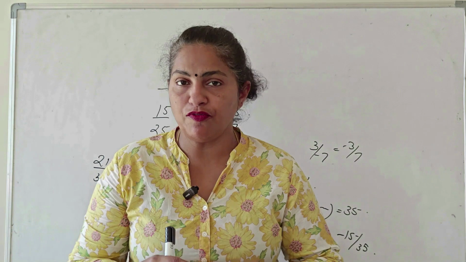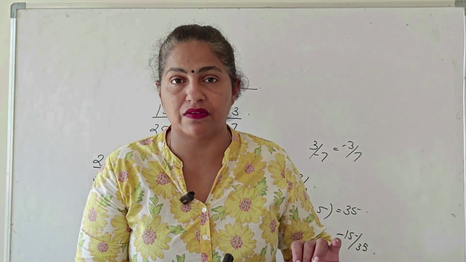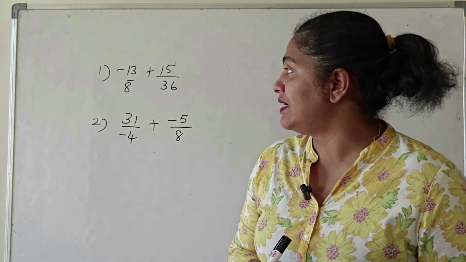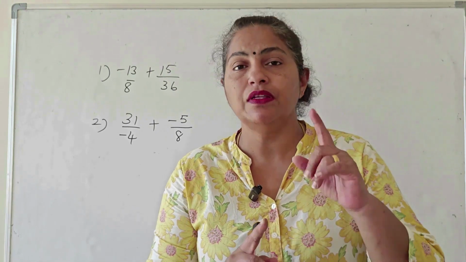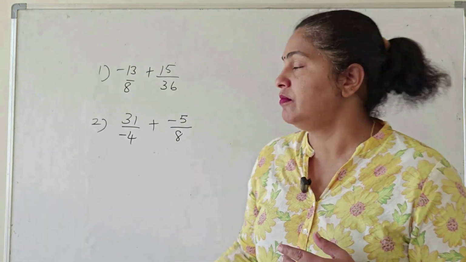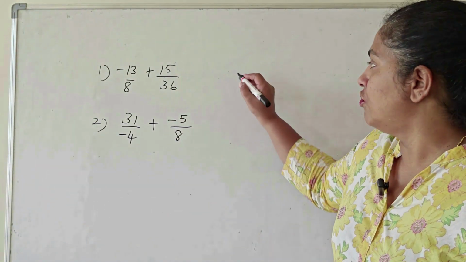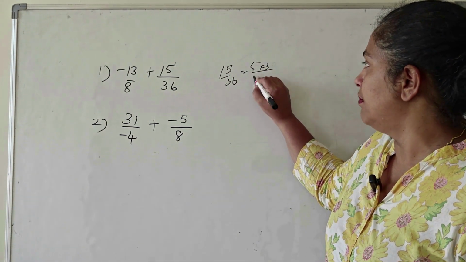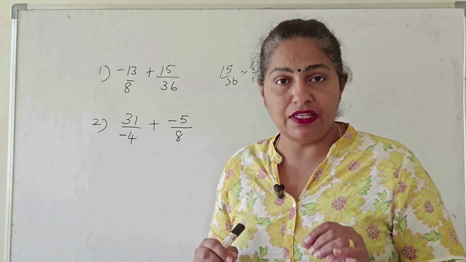Let us do a couple more sums and then move on to the properties of addition of rational numbers. The first one is minus 13 by 8 and 15 by 36. So now let us convert each of the rational numbers into its standard form. That is our first step. Minus 13 by 8 is already in the standard form. 15 by 36, you know that 3 is a common factor. So I can write 15 by 36 as 5 into 3 by 12 into 3. Cancelling out 3, I will get 5 by 12.